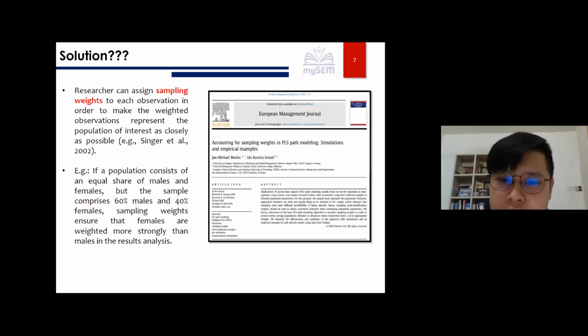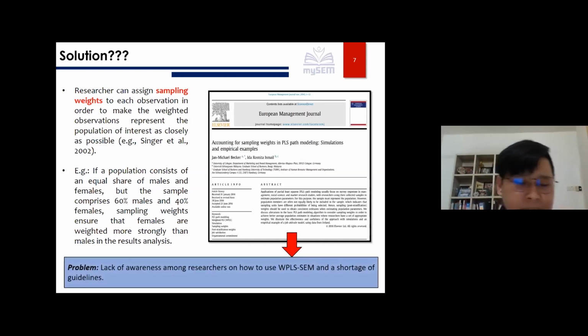In 2016, Jan-Michael Becker and Ida Rosnita Ismail came out with a technique called weighted PLS. This weighted PLS tends to be very handy to deal with sample representativeness as well as the unequal samples that you collected. For example, with this technique, WPLS, the researcher can assign a sampling weight to each observation in order to make the weighted observations represent the population more closely. But again, what is sample representativeness itself? Let me give you an example.